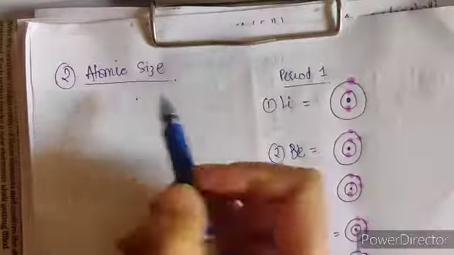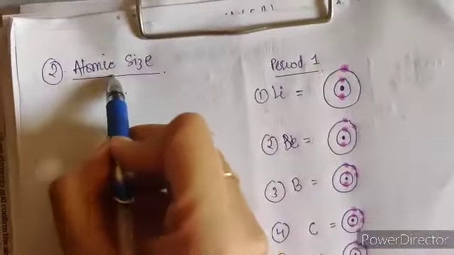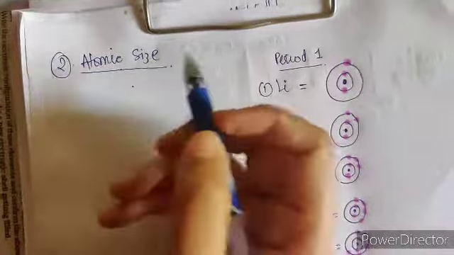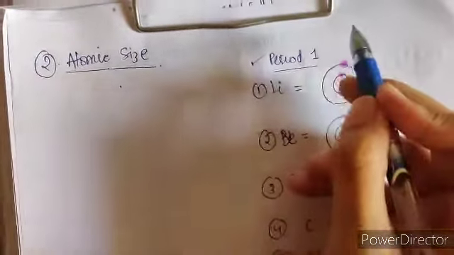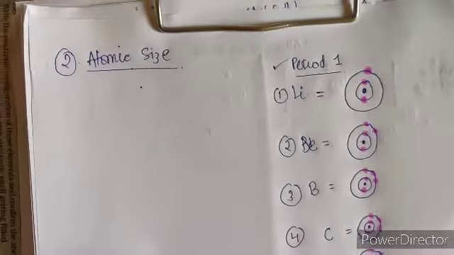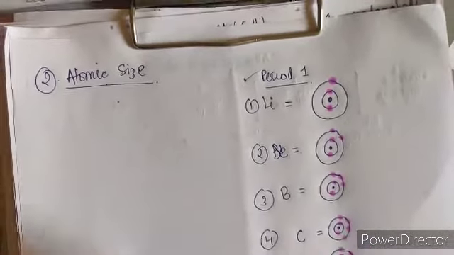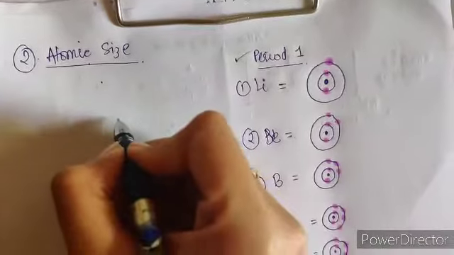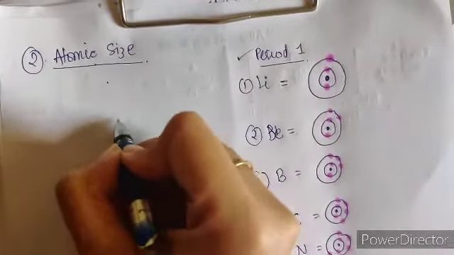Okay, so the next trend that we are going to see is atomic size. Again, similarly, before knowing about the trend across a period and across a group, you should be knowing what exactly atomic size is. So atomic size is the distance from the center of the nucleus.